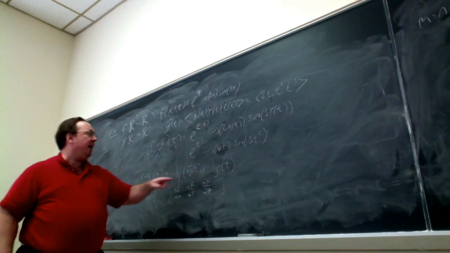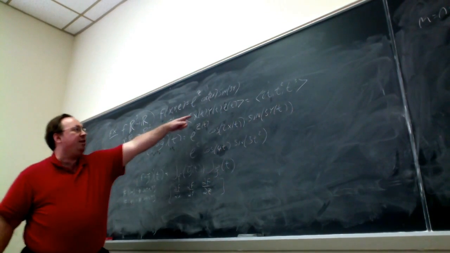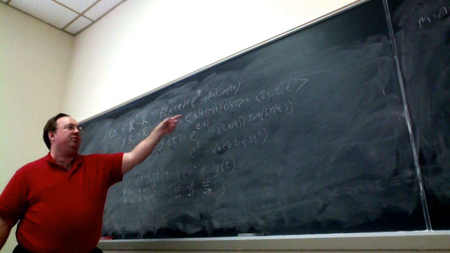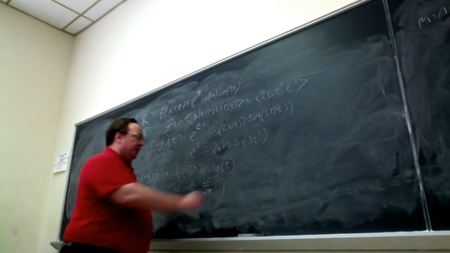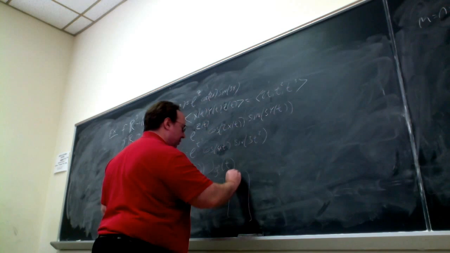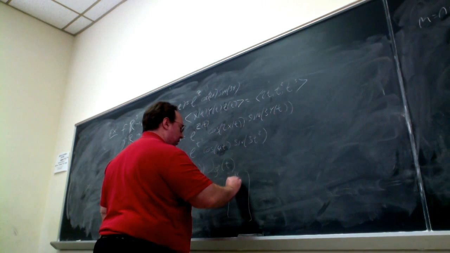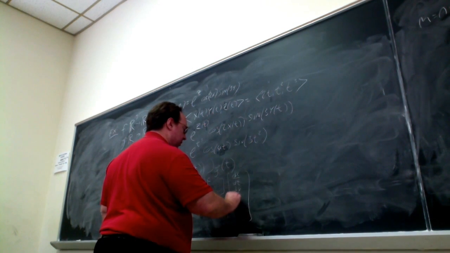G has only 1 input, t. Has 3 outputs, x of t, y of t, z of t. So it has 3 rows, 1 column.